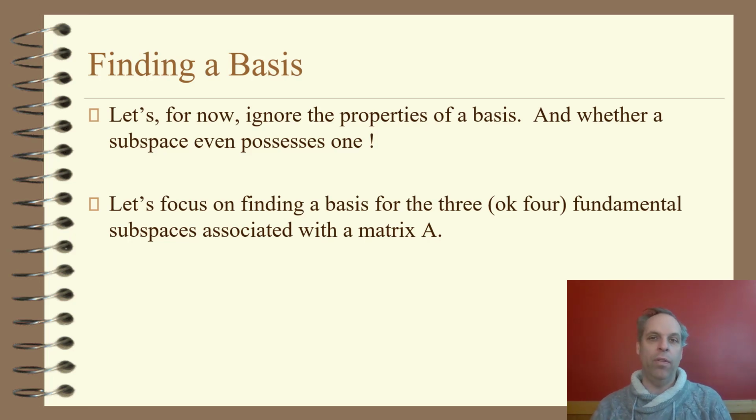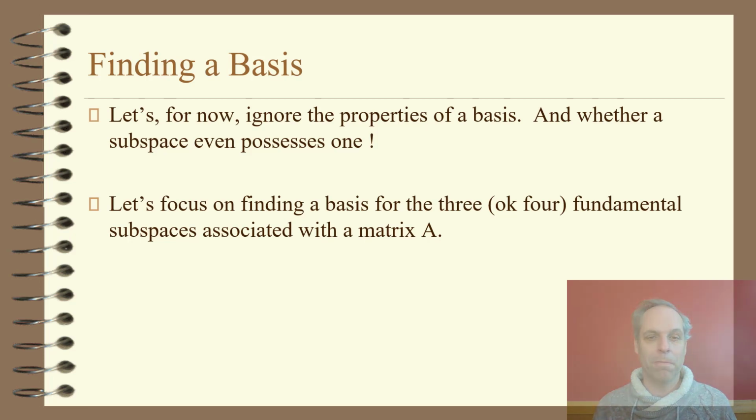So let's focus on just three of the fundamental subspaces associated with a matrix: the column space, the row space, and the null space. I'm ignoring something like the row space of A transpose, as that's just the column space of A. And I'm also ignoring the null space of A transpose, because if you know how to find the basis for the null space of any matrix, it doesn't matter if the matrix was the original matrix or its transpose.